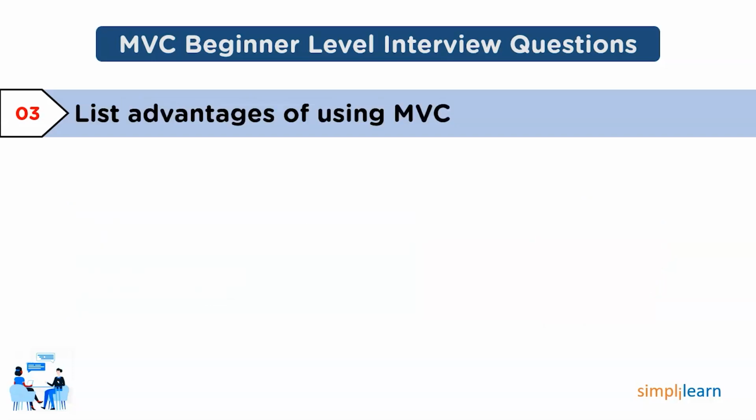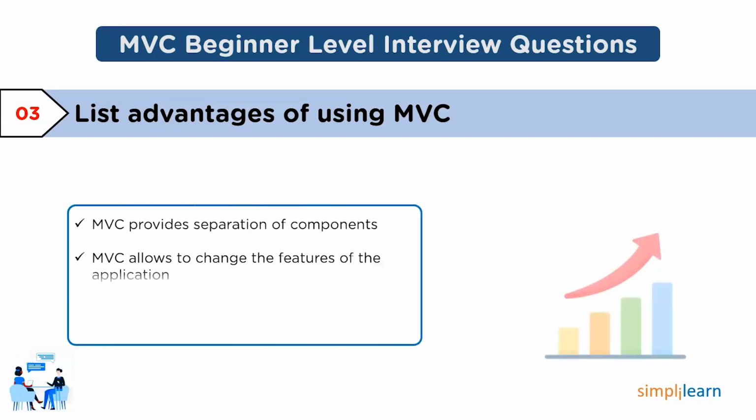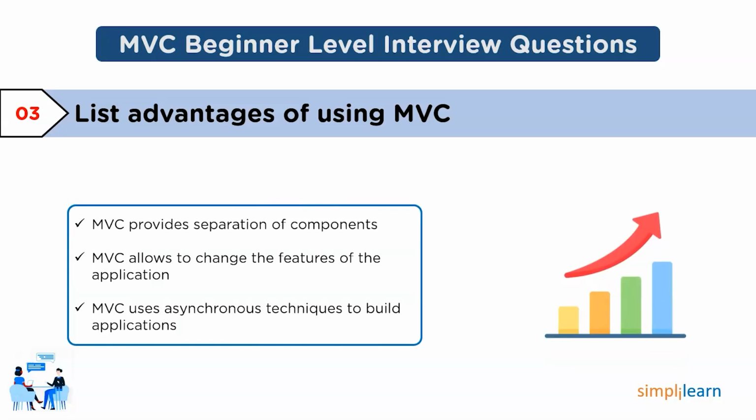List the advantages of using MVC. MVC has a lot of advantages with building the application. Some of them are: MVC provides separation of components that allows the reuse of applications across the several platforms. MVC allows applications to change features like layouts, fonts, and colors without affecting the entire architecture of the application. MVC uses asynchronous techniques to build applications that can be easy for a developer to build applications in a faster and secure way.